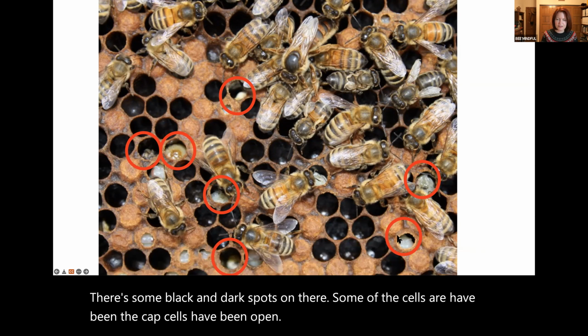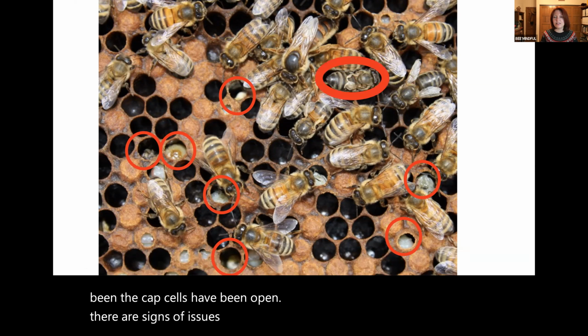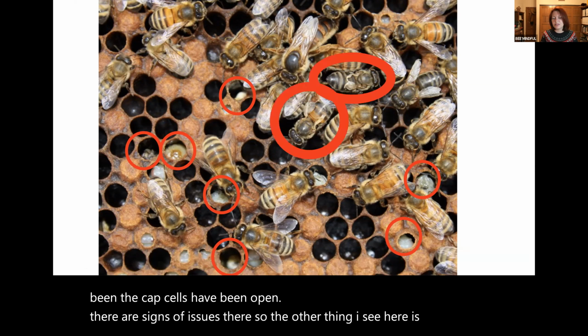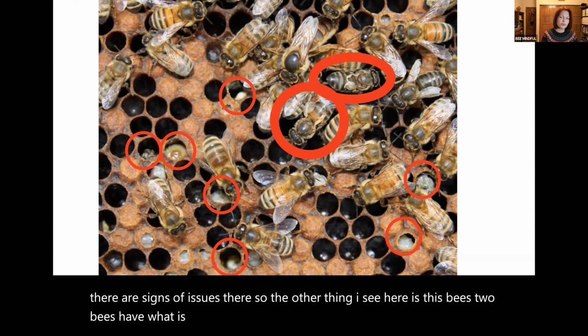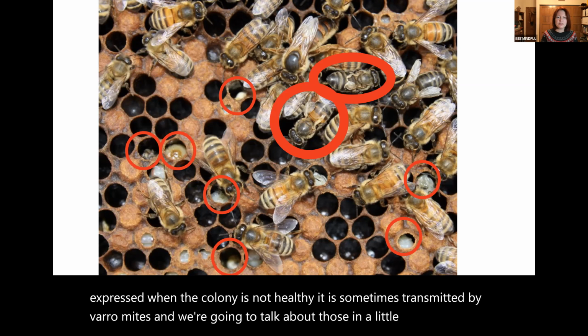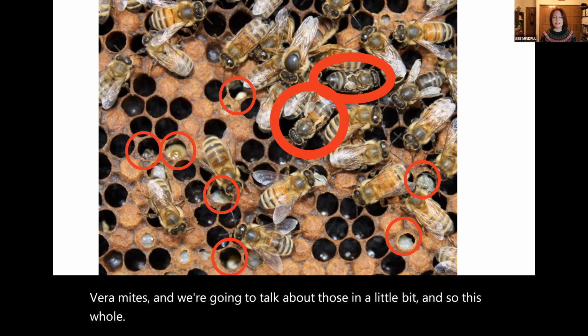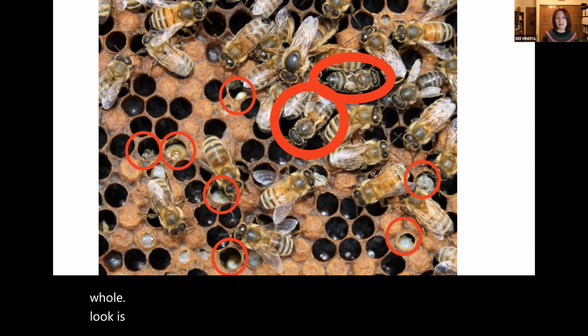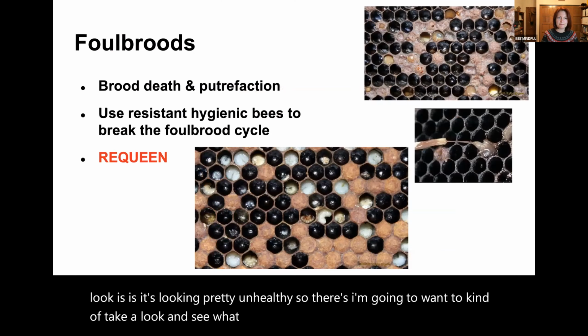There's signs of issues there. So the other thing I see here is these two bees have what is called deformed wing virus. That's a disease that's expressed when the colony is not healthy. It is sometimes transmitted by Varroa Mites, and we're going to talk about those in a little bit. And so this whole look is looking pretty unhealthy. So I'm going to want to take a look and see what I can do about this.